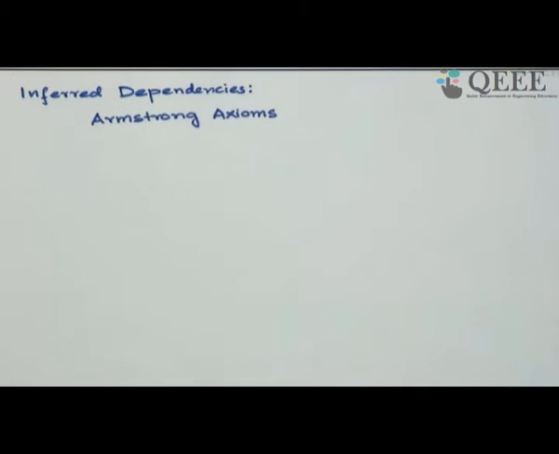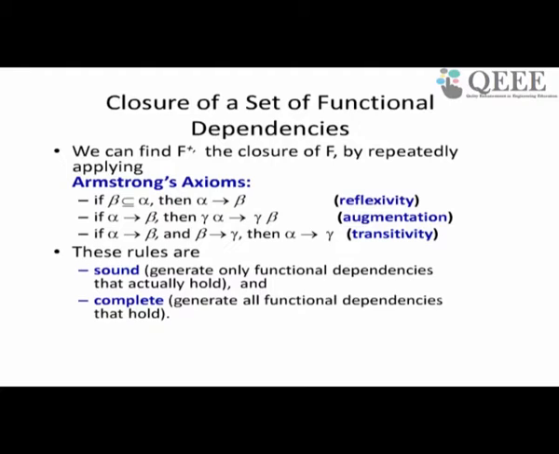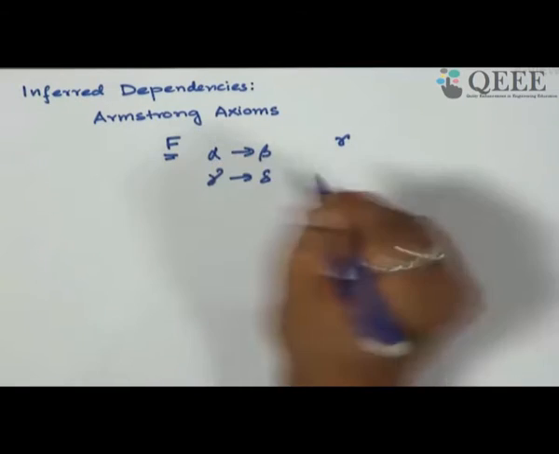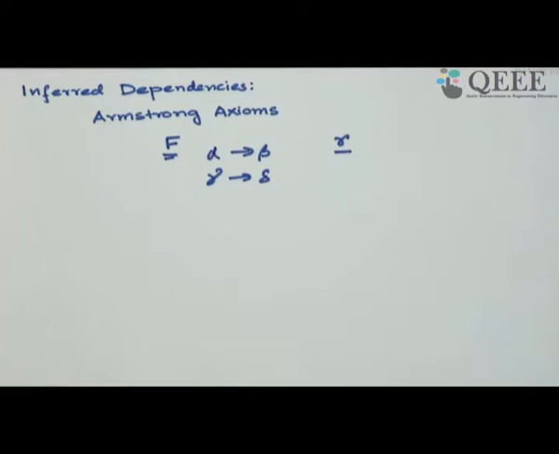Let me go to the slides. This is a trivial dependency. The thing is that given a set of functional dependencies F, note that alpha and beta are all attributes of some table R. We say that this set of dependencies F, these rules, hold on R if this is A to B.